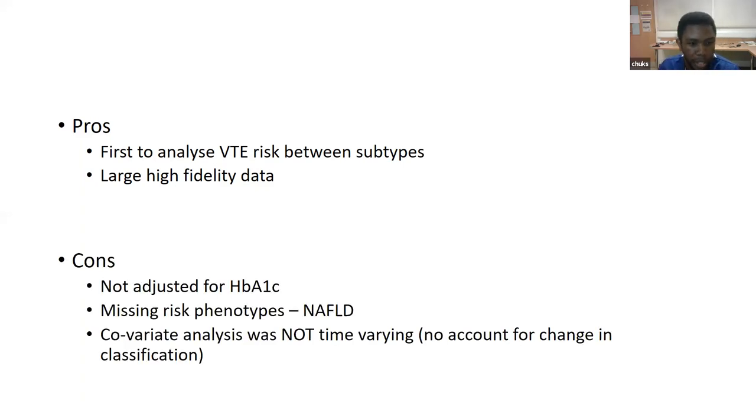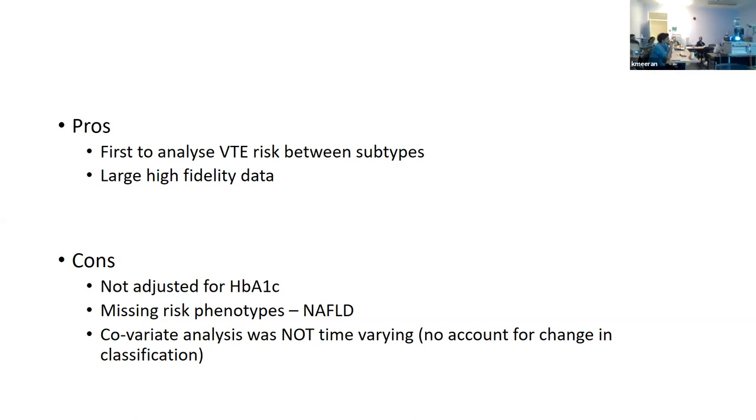The cons are, I don't think they adjusted for HbA1c. And we do know, like with DCCT, that as you increase your HbA1c, your cardiovascular risk increases. So is the same true for VTE? I think that would have been nice to have. It's a really measurable thing. The data exists. Yeah, why not? They said the data wasn't as readily available.